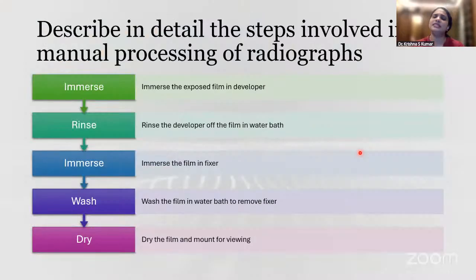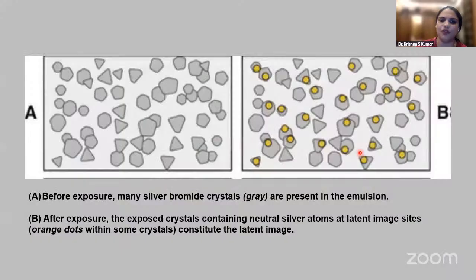So what are the steps involved in the manual processing? First step, we have to immerse the film in the developer. After that, you have to rinse the film in a water bath. Later, you have to immerse it in the fixer. Again, you have to wash it to remove the fixer. You can dry the film and mount for viewing.